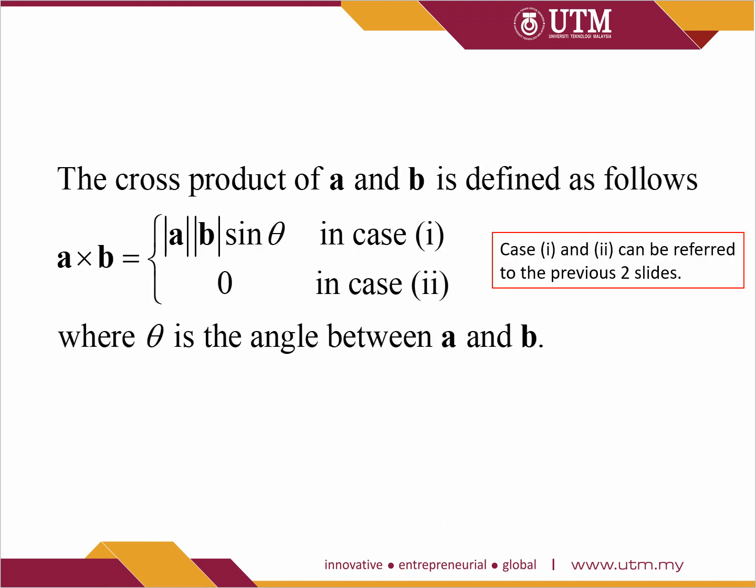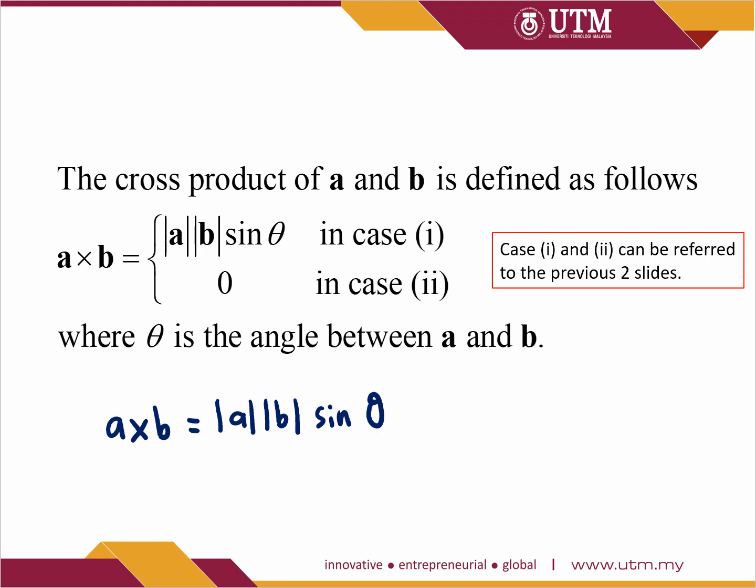So back to case 1 and 2. For a cross product, the formula would be A cross B equals the magnitude of A times the magnitude of B sine theta. So for case 1, A is not equal to 0, B is not equal to 0, theta is not equal to 0, and theta is not equal to pi.